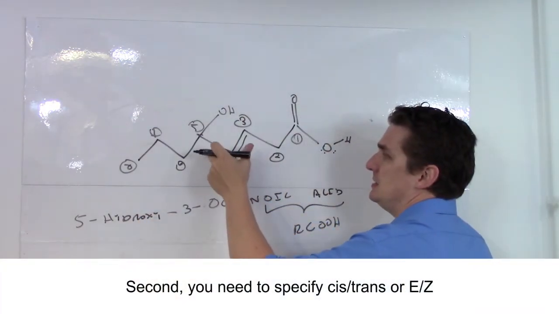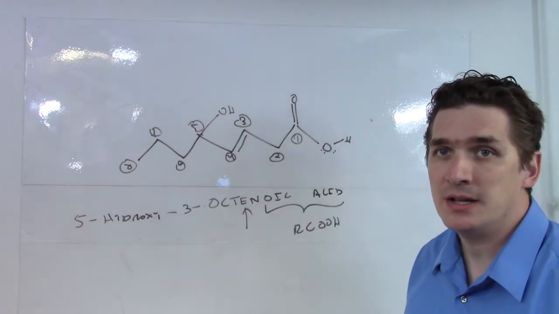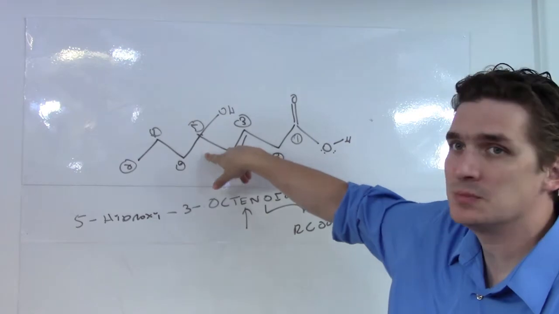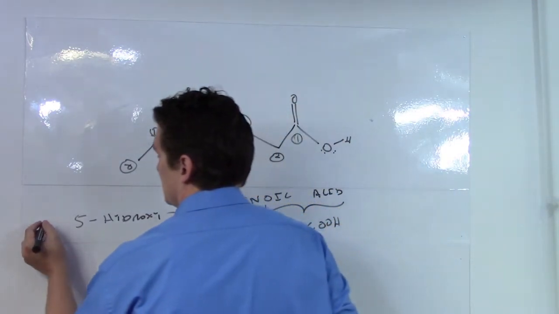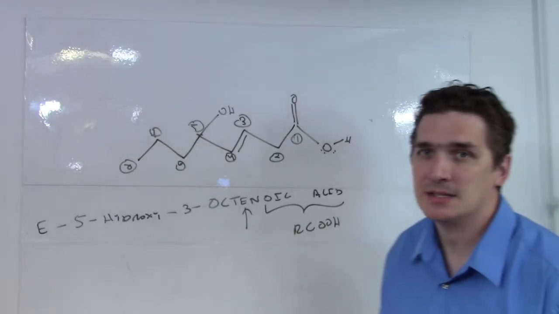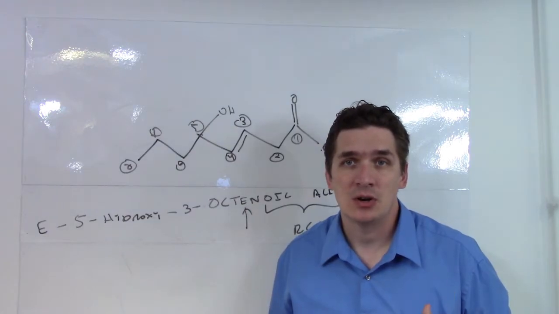And we also need to designate whether it's E or Z, or cis or trans. Since we see that we have the two higher priority groups opposite each other, this is E-5-hydroxy-3-octenoic acid. So that's all that really gets involved with naming simple carboxylic acids.